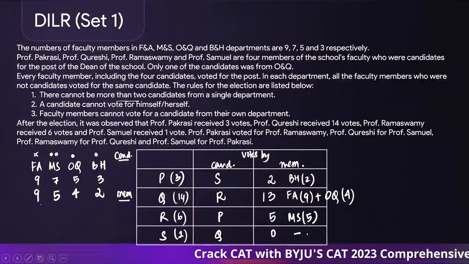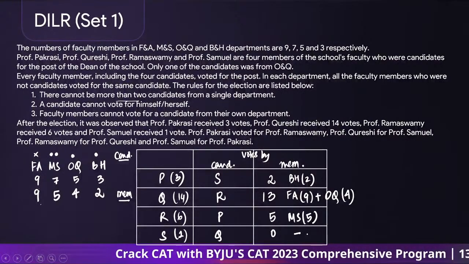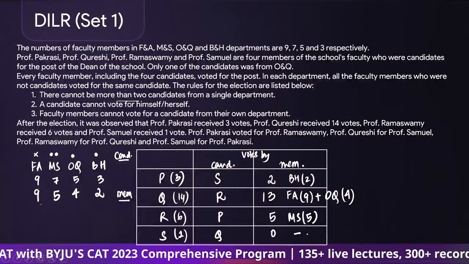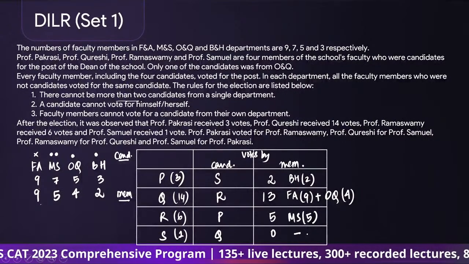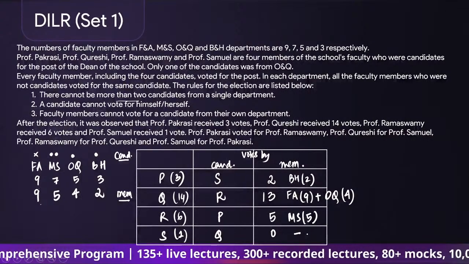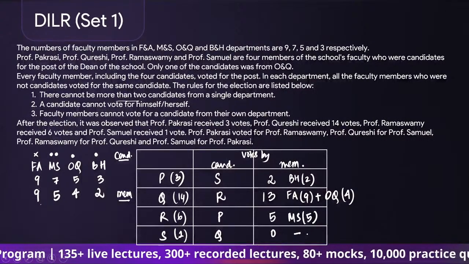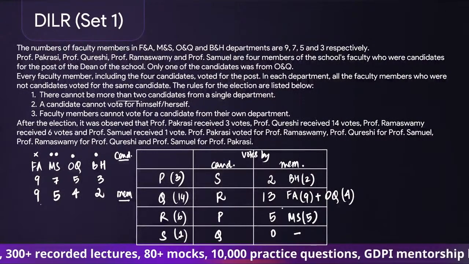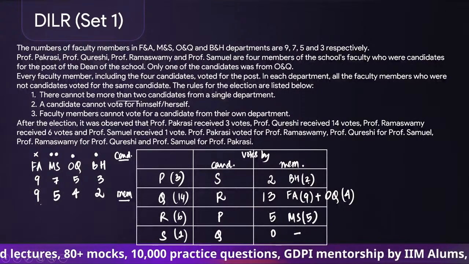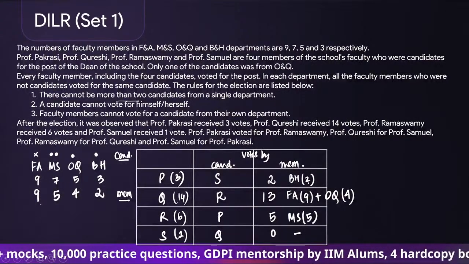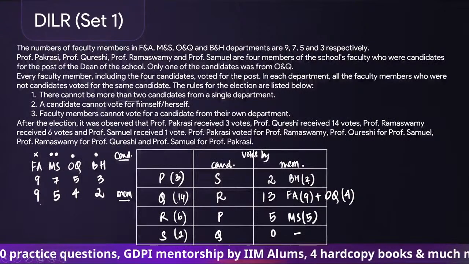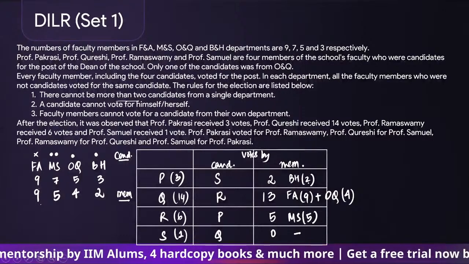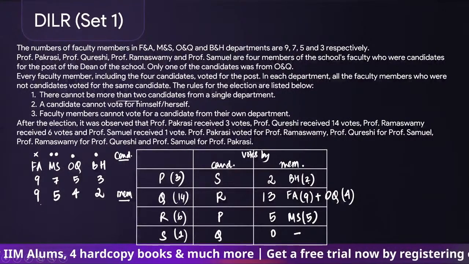Out of 3 members of BH, 1 is a candidate of BH and the remaining 2, they are the regular members who voted for P. Similarly for Q, total 14 votes it needed. 1 vote was from R. The remaining 13 votes में से 9 votes was completely from FA department, जिधर एक भी candidate नहीं था. All the 9 people were members. And 4 were from OQ. 4 votes were from OQ. जिधर OQ में 5 में से एक candidate था.